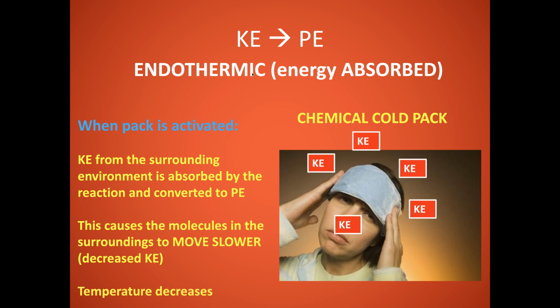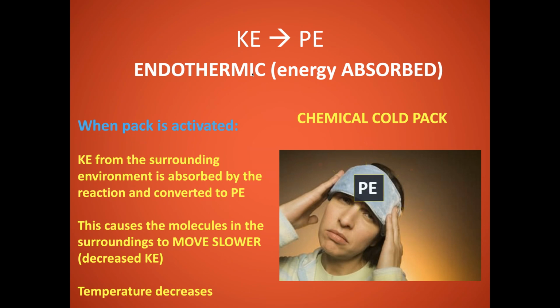So, we have kinetic energy in the surroundings, but that kinetic energy is absorbed into the reaction, which means there's less kinetic energy. Less kinetic energy means less temperature. It feels colder. So exothermic changes cause the surroundings to heat up, where endothermic changes cause the surroundings to get cooler. And again, the kinetic energy lost must equal the potential energy gained.